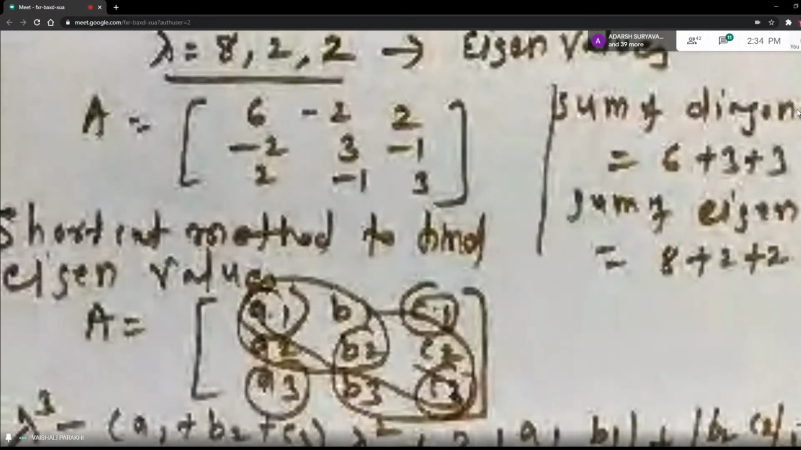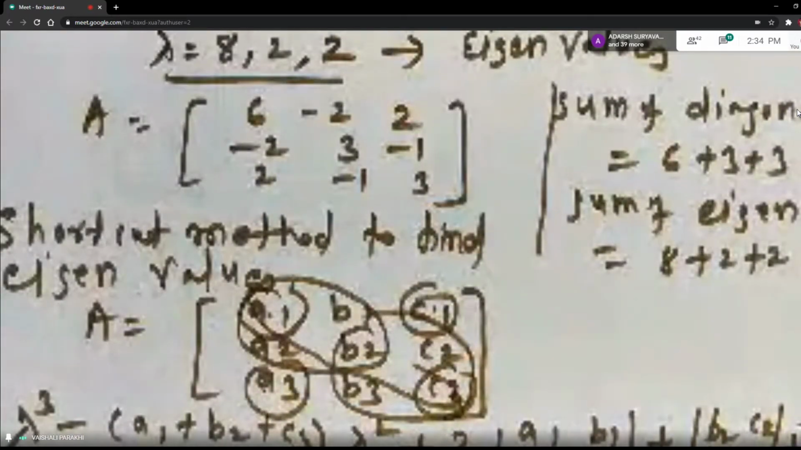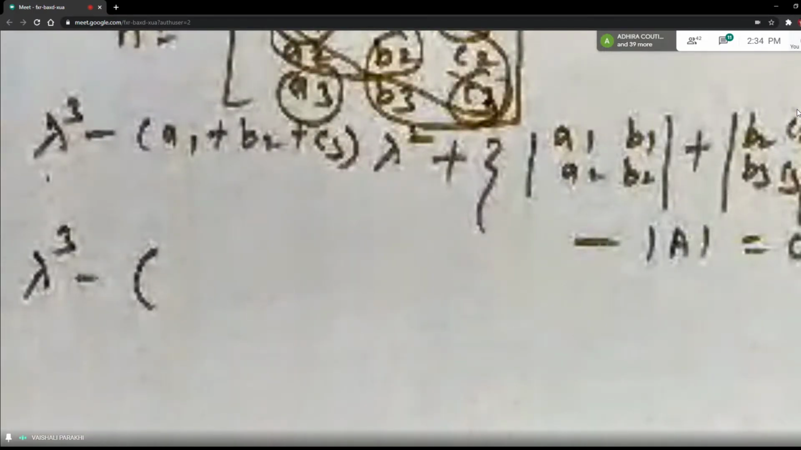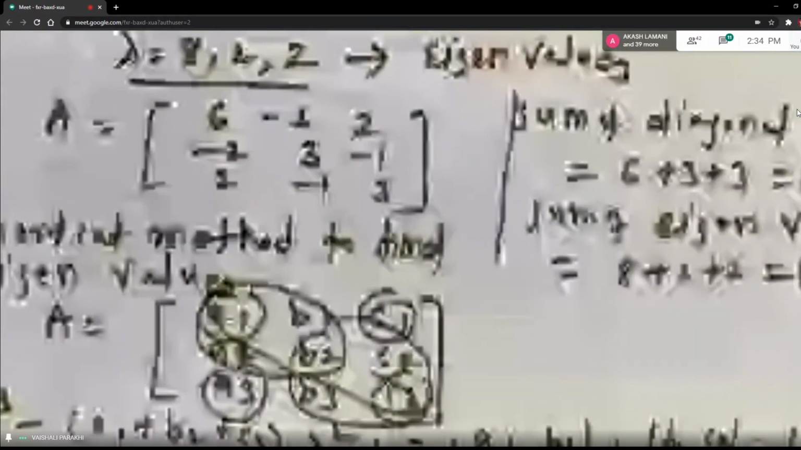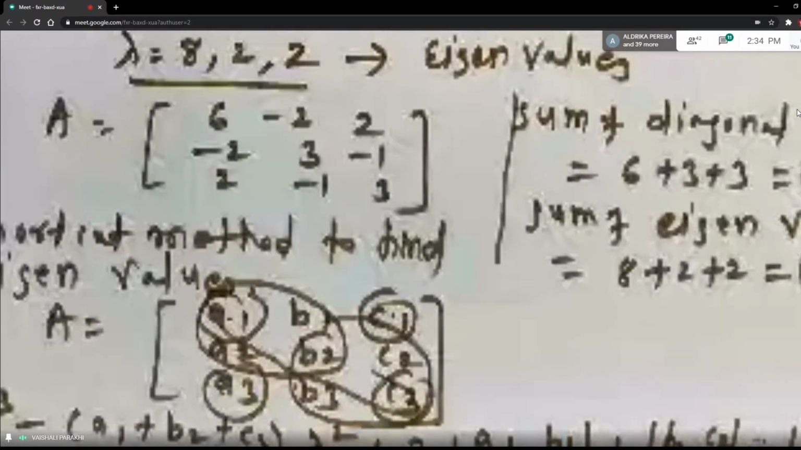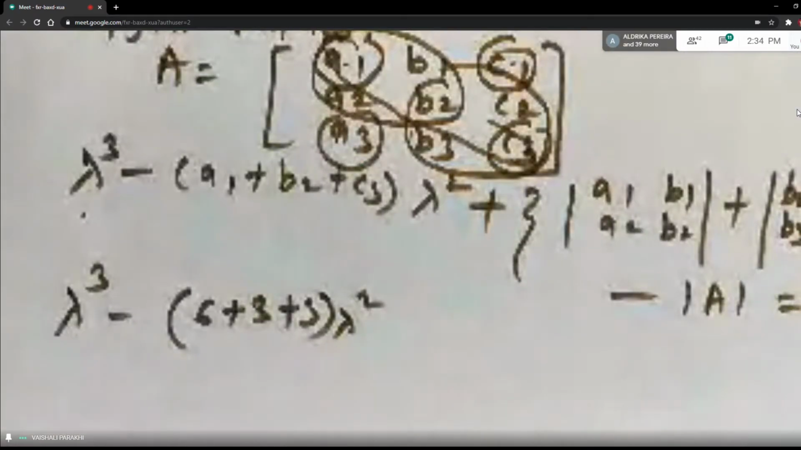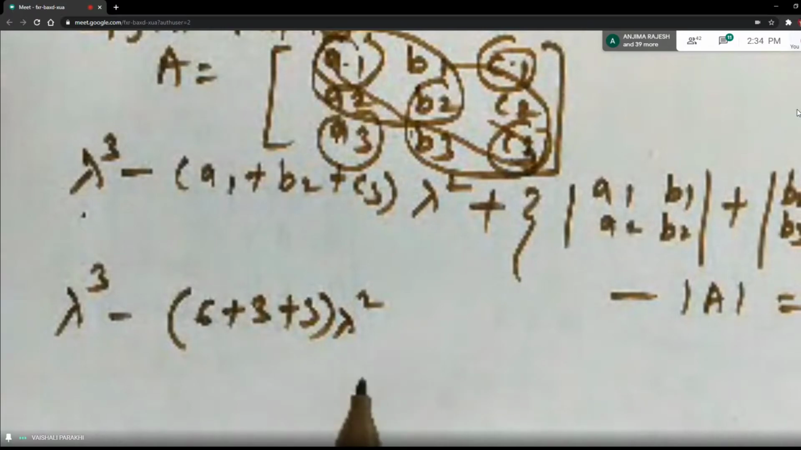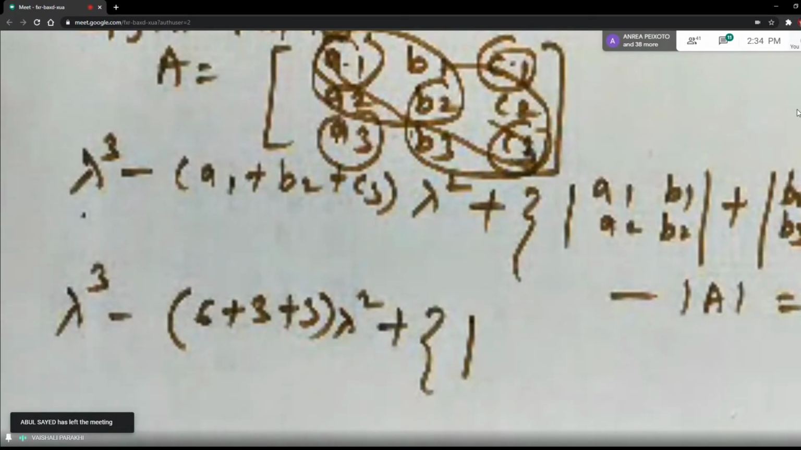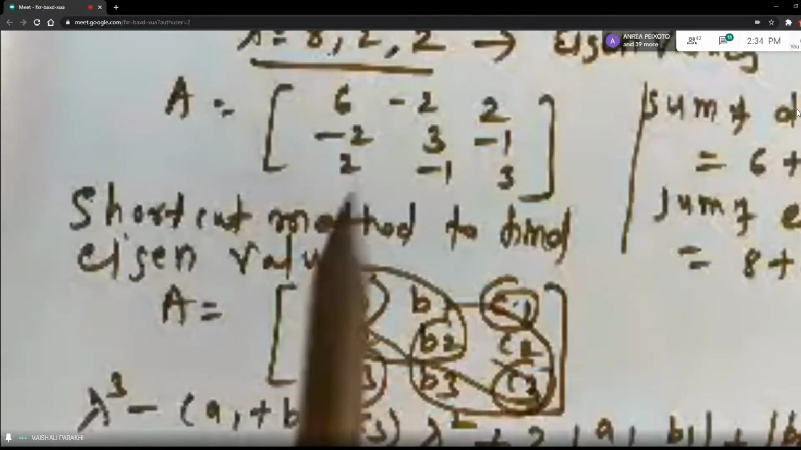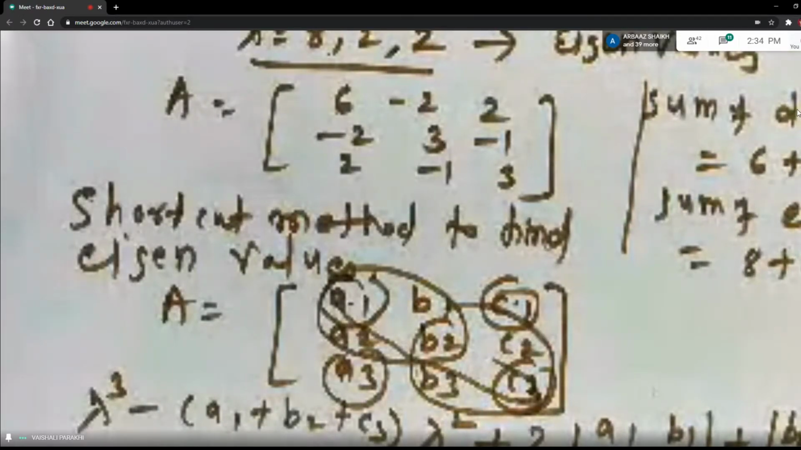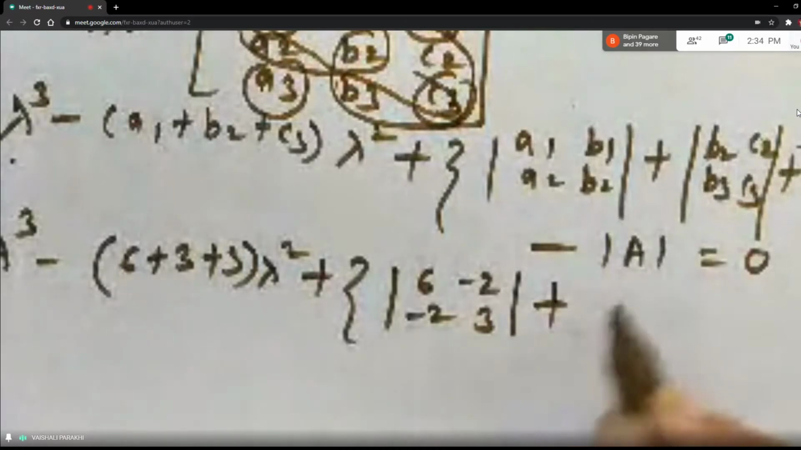Okay. Now let us do it for the same problem and see whether you get the same equation. So here see what happens. First term is what? Lambda cube, right? Minus. Now what is sum of diagonal elements? Look, students. 6 plus 3 plus 3, and it is coefficient of lambda square, right? I am just substituting the numbers in this same formula. Plus. Now can you tell me the first minor? These first 4 elements. 6, minus 2, minus 2, 3. Correct?